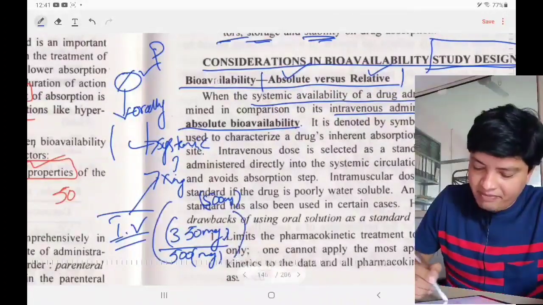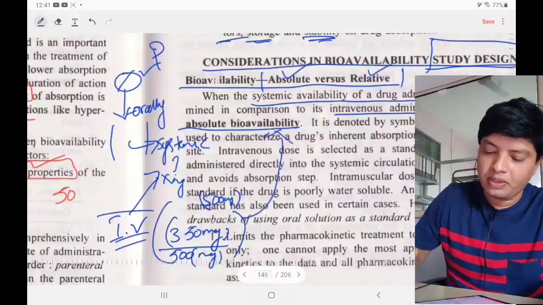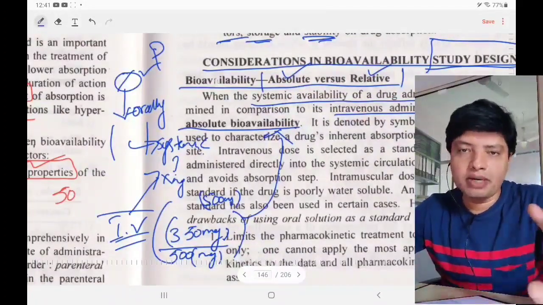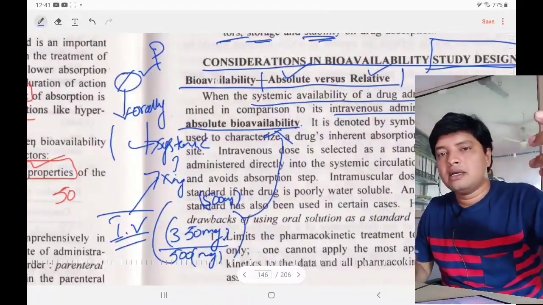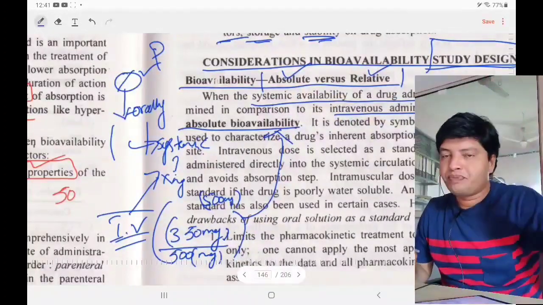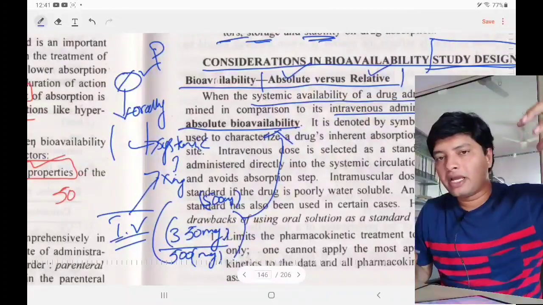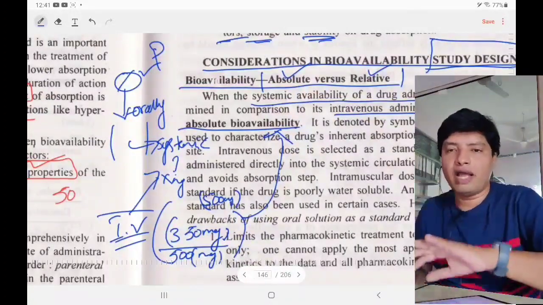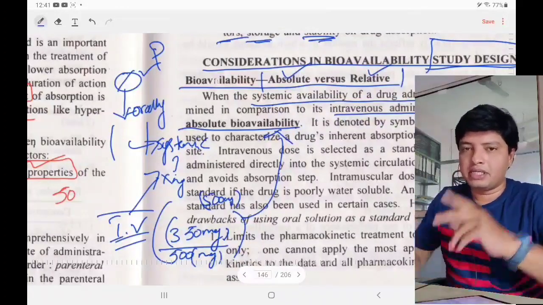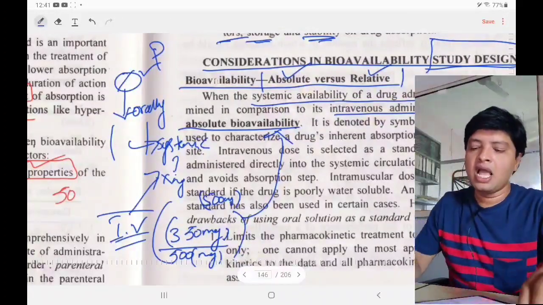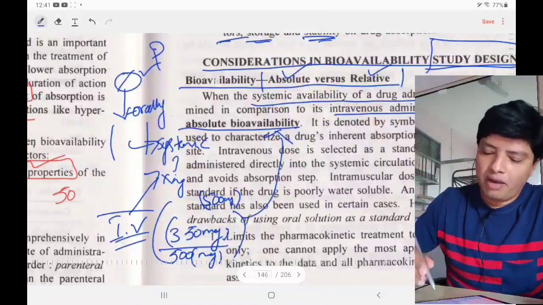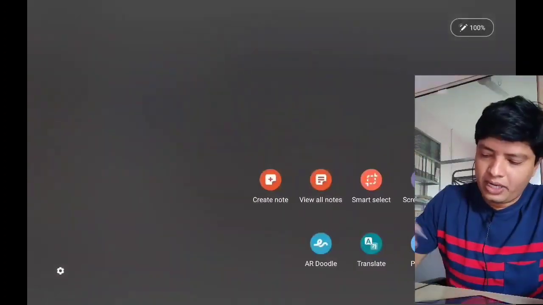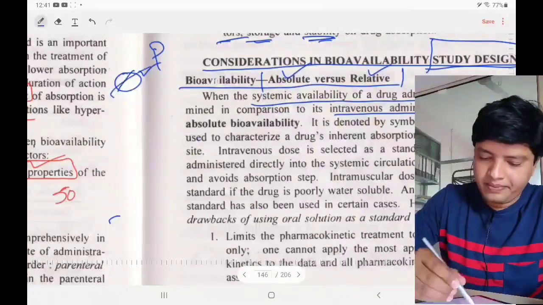This comparison we call absolute bioavailability. So absolute bioavailability means the same drug, and you have to take the fraction: the amount of drug absorbed when I give orally, divided by the amount of drug absorbed when I give IV. IV obviously will be 100%. This comparison we call absolute bioavailability.